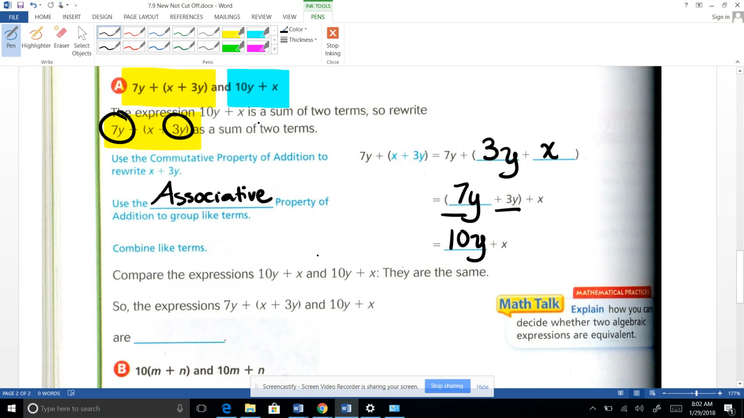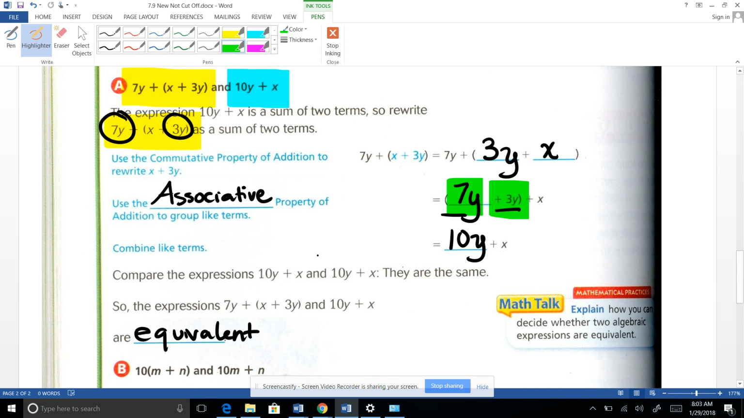So did we determine that 7y plus x plus 3y and 10y plus x are equivalent? We did. They are, in fact, equivalent. How do we do that? Well, we looked at rewriting using the commutative property of addition, and in the commutative property it says I can switch the order of these addition values and it doesn't make a difference. The answer is still going to be, or the expressions are going to be equal. Then here I used the associative property, and we grouped them together so that we just had the same like terms within the parentheses, which made it easier to combine.